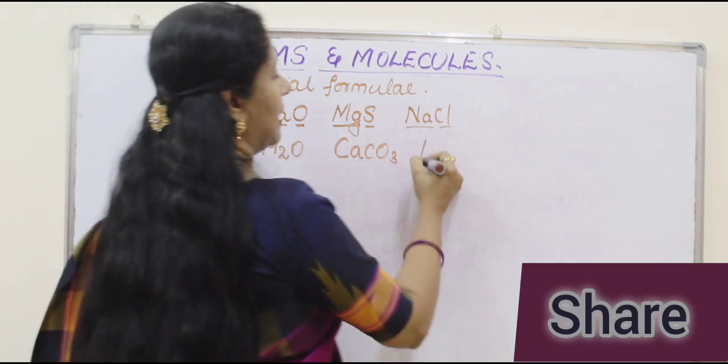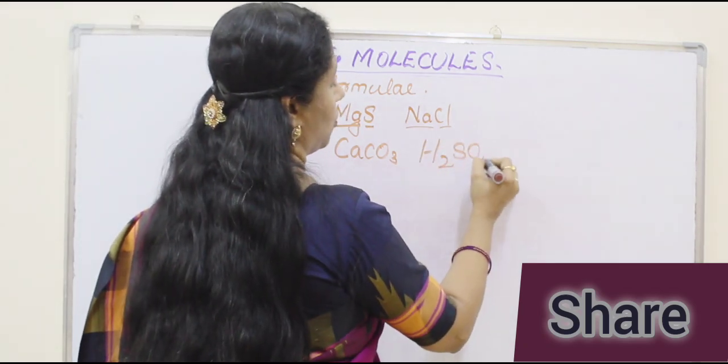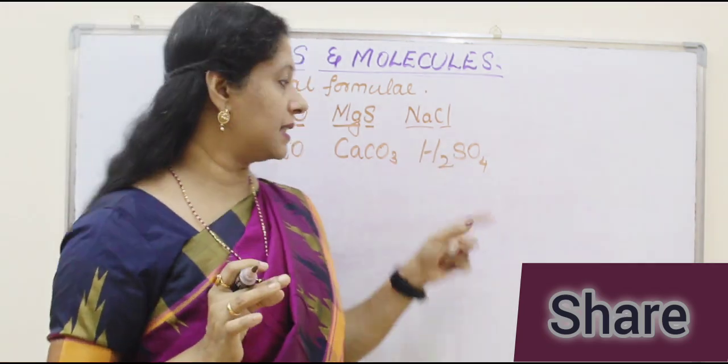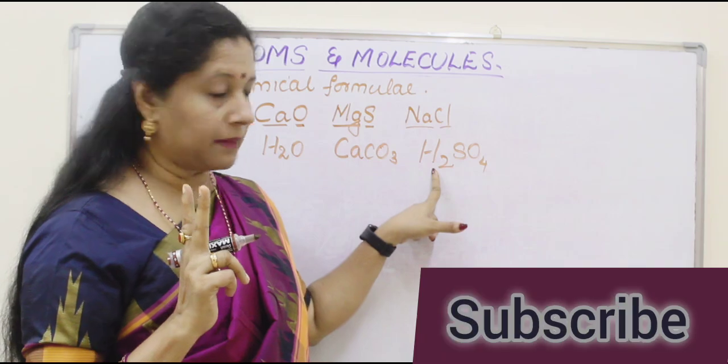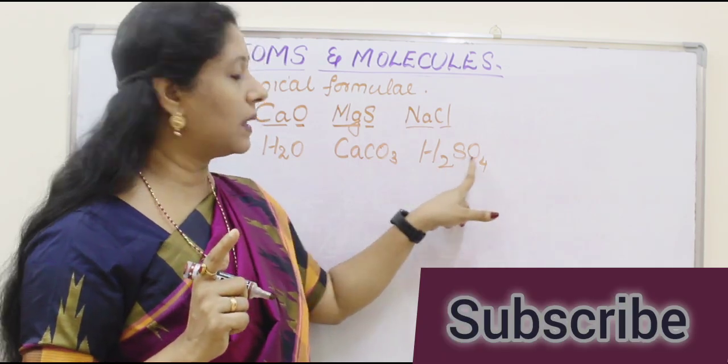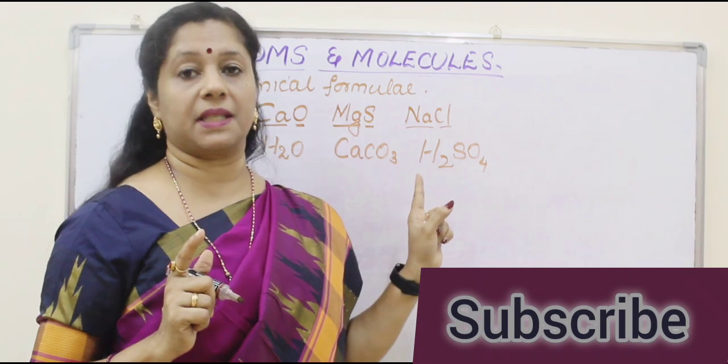Or another example I will just tell you, H2SO4. This is the chemical formula of sulfuric acid. This is just to understand. So here hydrogen 2 atoms, sulfur 1 atom, oxygen 4 atoms. So 2 plus 1 plus 4, 7 total atoms are present in it.